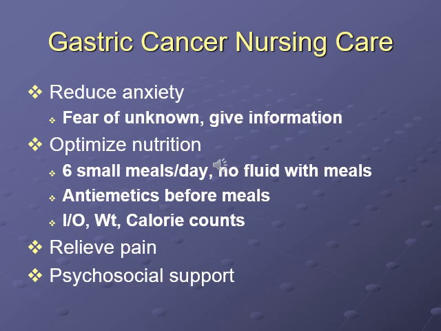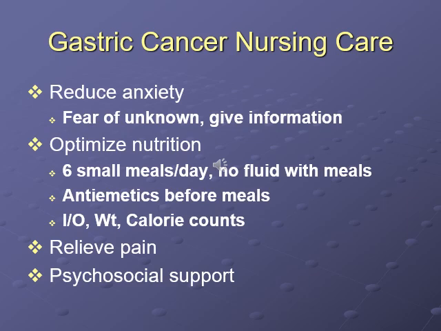Again, relieving pain, that would be the same as any type of surgery, having them splint with deep breathing and coughing. I mean, they've had a major abdominal surgery, so all applies to what we know for patients with abdominal surgery: early ambulation, TED hose, leg exercises, pain management. So I'm just trying to emphasize the things that are different.